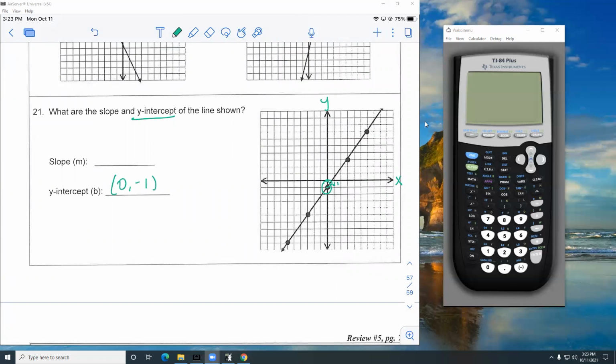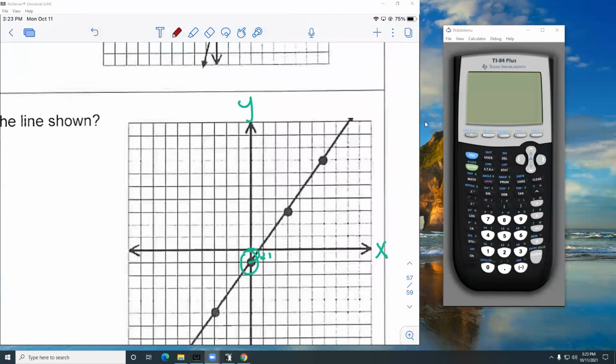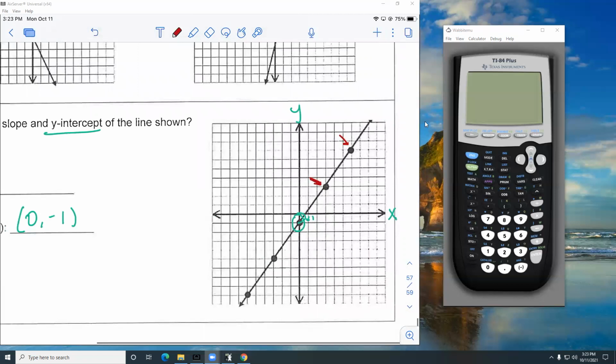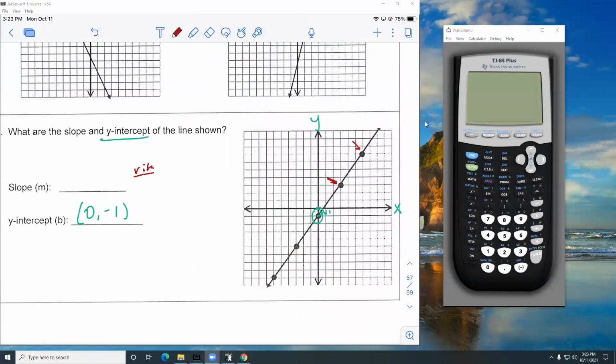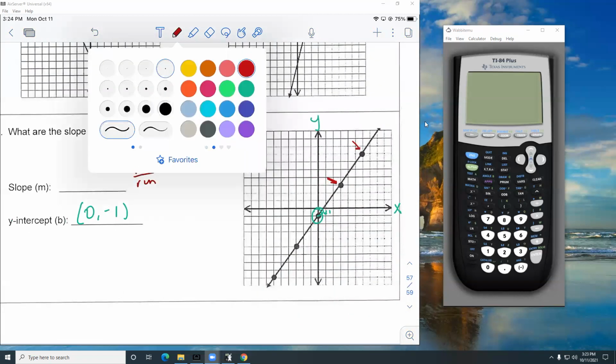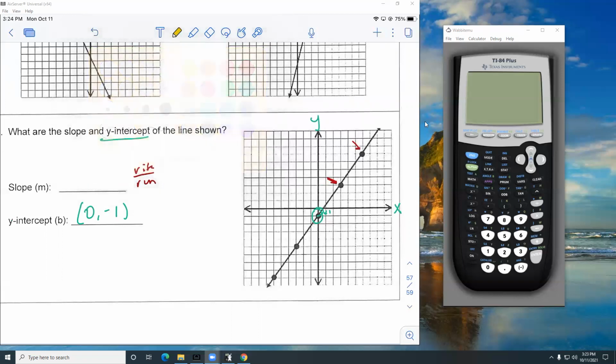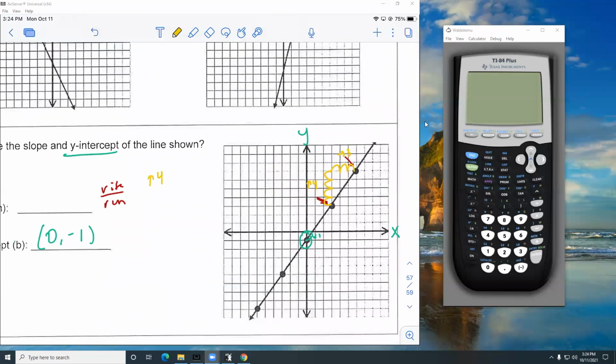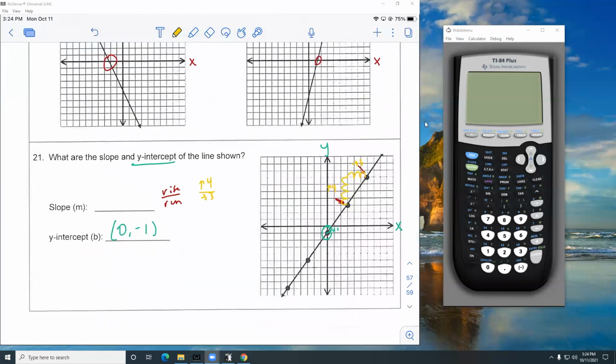Now, I'm going to choose 2 points that they give me. And again, I read from left to right. I'm going to choose these 2 points right here. And again, knowing that my slope is rise over run, I'm going to count. I already used that color, so let's use yellow. I count up 1, 2, 3, 4, and I go right 1, 2, 3. So I went up 4, right 3.